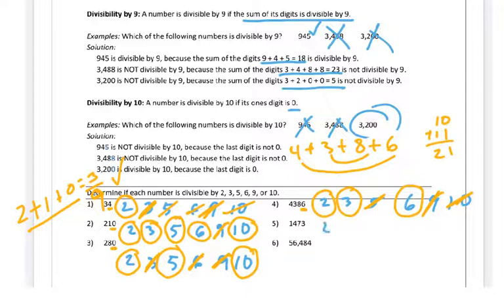We're going to check for 2, 3, 5, 6, 9, and 10. We're going to do the same process. So does it end in a 2, 4, 6, 8, or 0? No. So we cross this one out. We're going to add the digits. Let me make some space here.